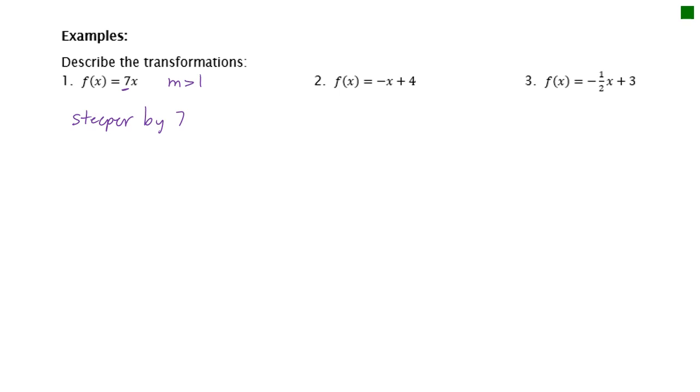For problem number 2, the slope value is not different. And what I mean by that, again, is I'm always comparing to the parent function. The parent function has a slope of 1, and this graph has a slope of 1. So it's not going to be steeper or flatter. There is a negative though, and that negative will reflect this line. So I'm going to write reflection, and then this plus 4 is also going to translate my graph. It's going to shift everything up 4. So all you have to write is up 4.